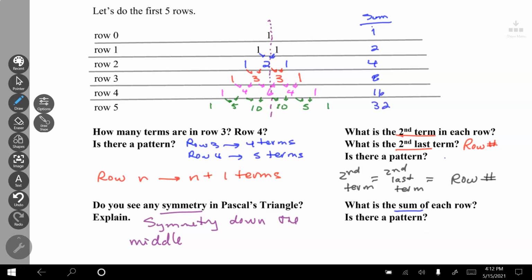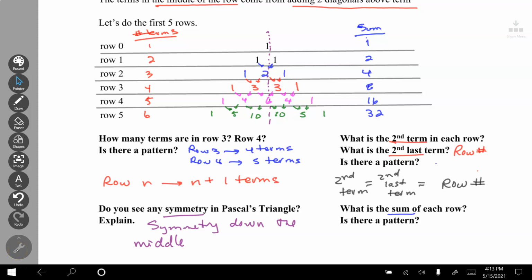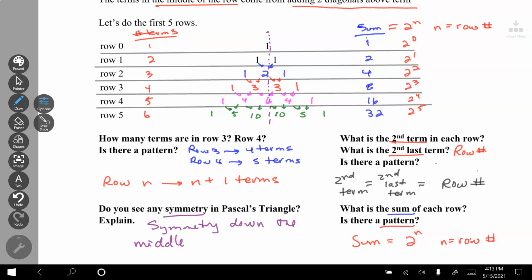So is there a pattern? Well, I believe if you look really closely, because we start with row 0, the sum is equal to 2 raised to the n power, where n is equal to the row number. So this is 2 to the 0, to the first, squared, to the third, to the fourth, to the fifth. So the sum is equal to 2 to the n, where n is equal to the row number. And we're going to call the row number n many times today.